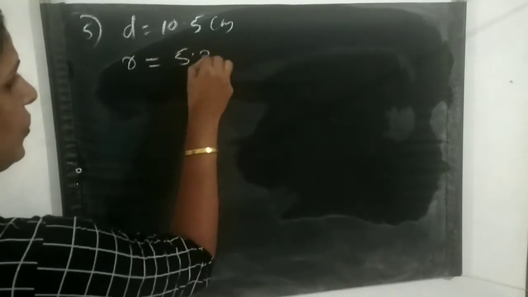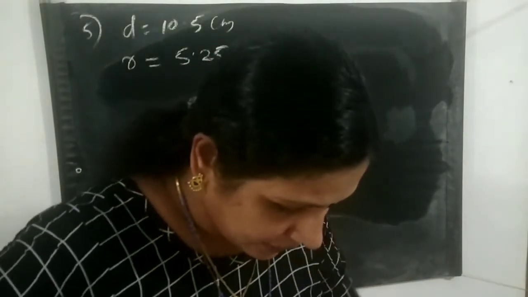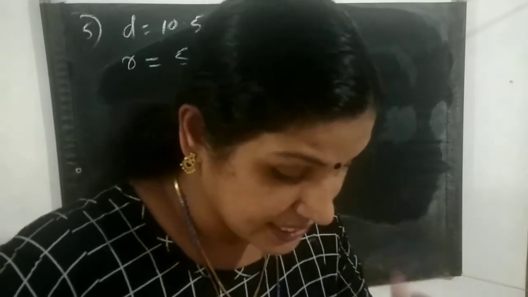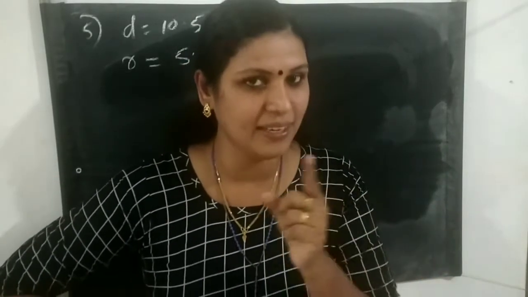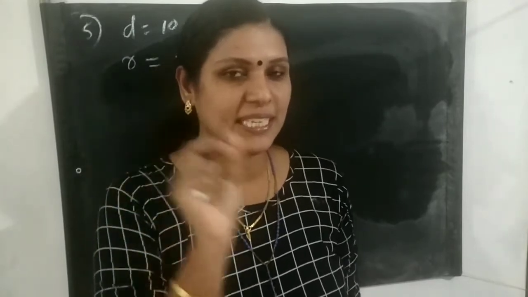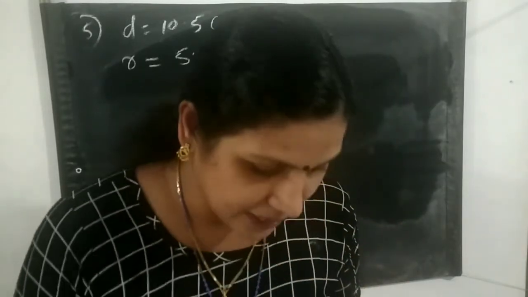That is 5.25 centimeter radius. From this, first we have to write the radius. Then find the cost of tin plating it on the inside at the rate of rupees 16 per 100 centimeter square. So that means 16 by 100 per 100 centimeter square.